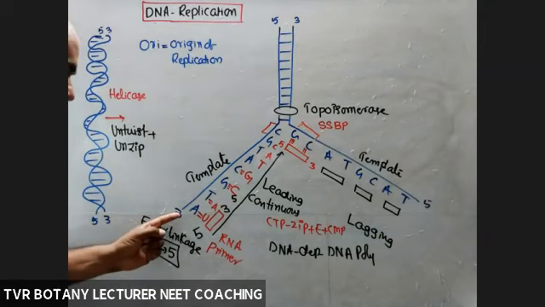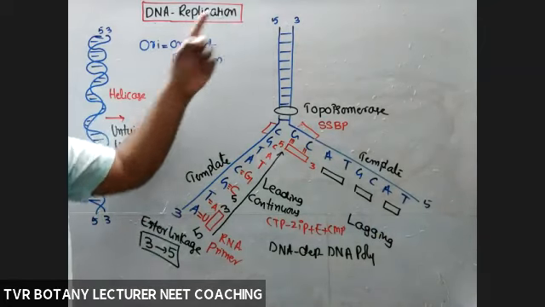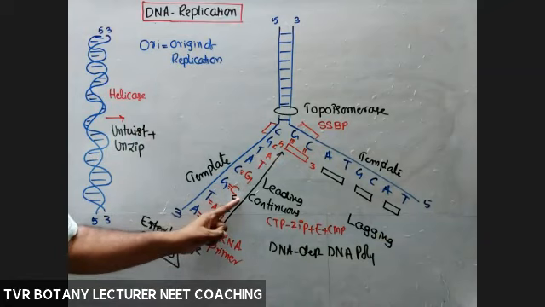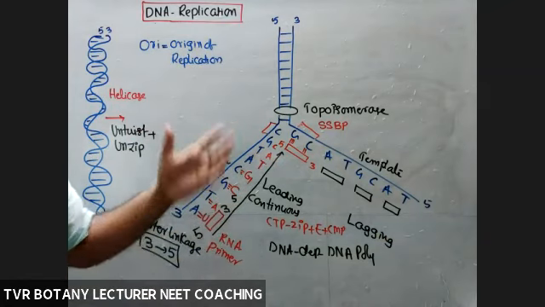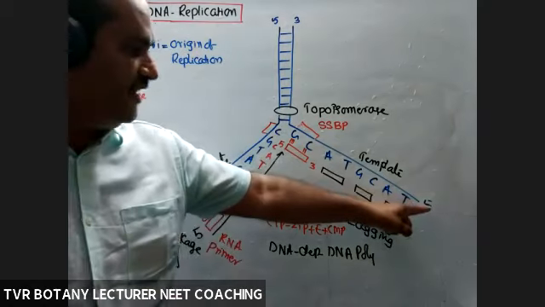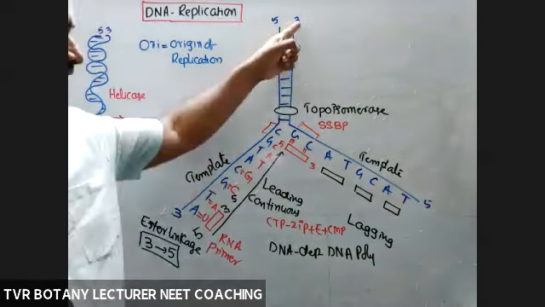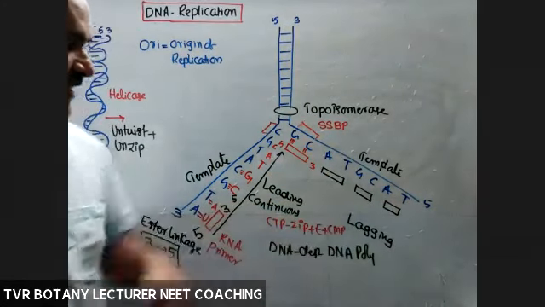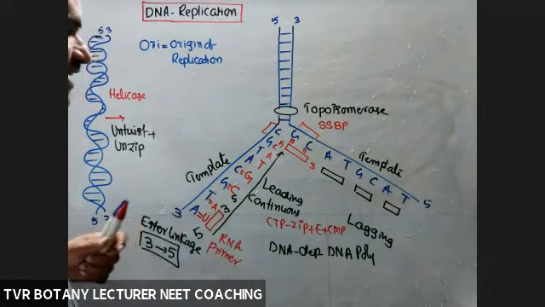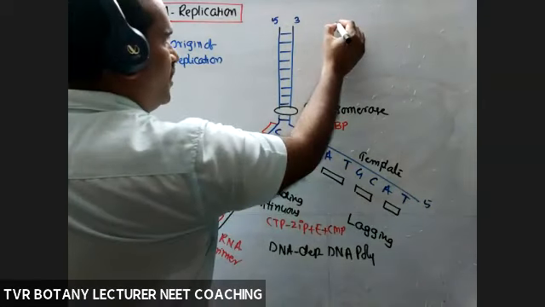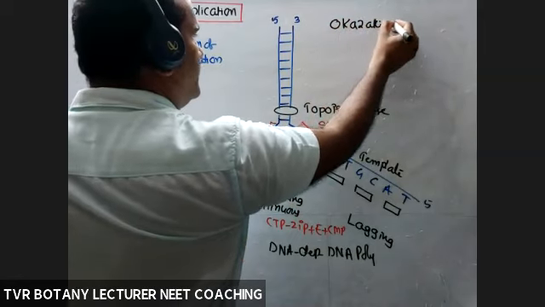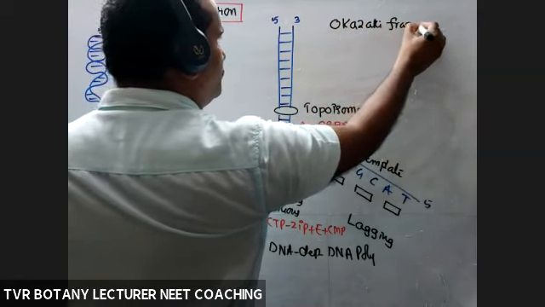Okay, so a template with 3 to 5 polarity produces a new strand continuously in the 5 to 3 direction. Don't forget the linkage. The linkage is 3 to 5, but polymerization is in the 5 to 3 direction. So a DNA template with 5 to 3 polarity produces DNA fragments discontinuously. These fragments are called Okazaki fragments. Okazaki is the scientist's name.